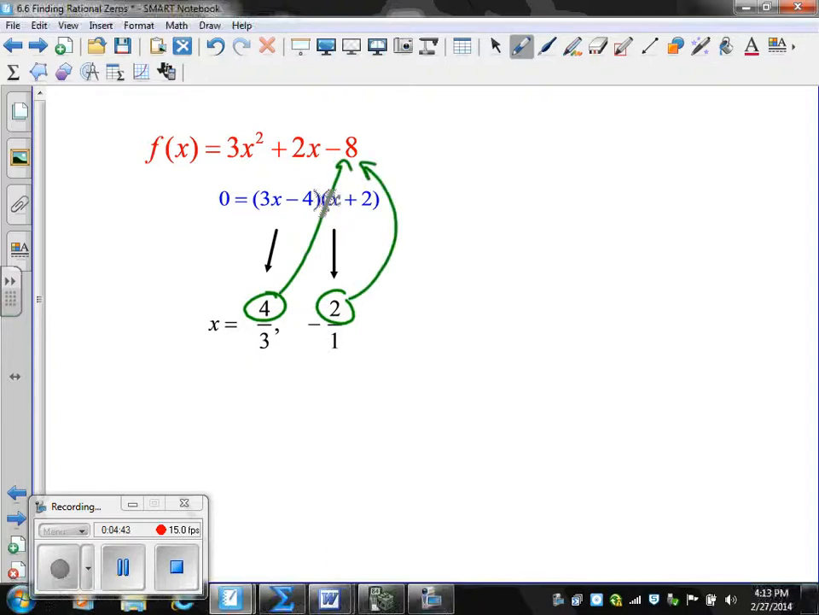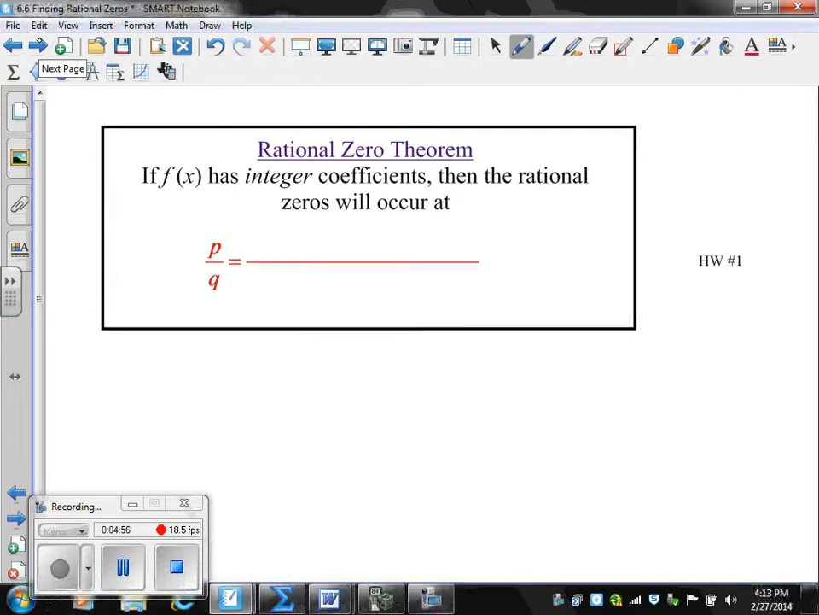So if we have functions that we can't factor readily, sometimes we can use this idea, and we'll see the idea in a second here. We're going to use this rational zero theorem to help us out. Okay, let's take a look at what the rational zero theorem says.